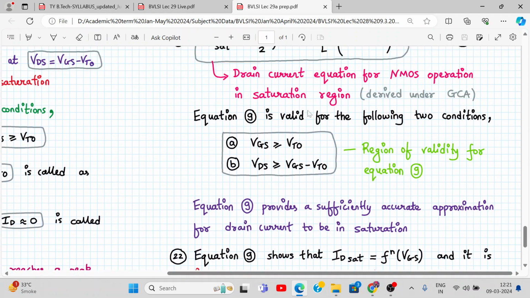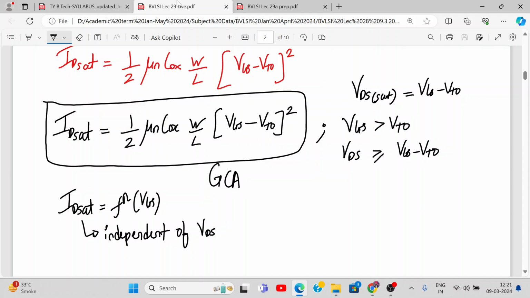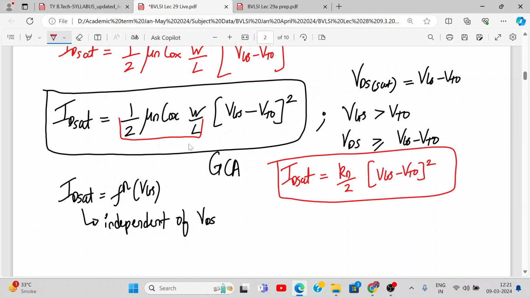Equation number 9, which we have derived, ID sat, is similar to what we learned in your lower semesters. Now what do we call this? We can call this a constant, right? So ID sat, we used to write this way in your lower semesters, Kn by 2 times VGS minus VTO the whole square. You remember this? So Kn is mu n Cox W by L. It's the same equation which we have used in your discrete electronics, and this was the derivation we have done today.